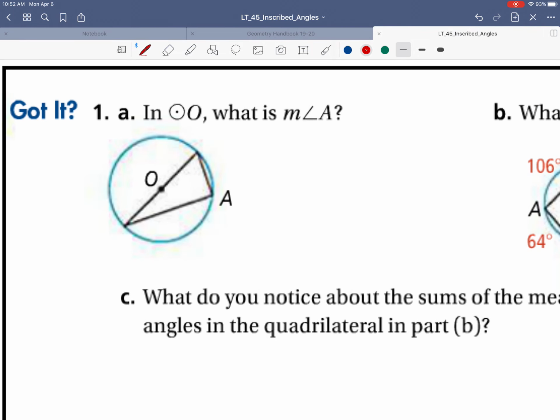All right, let's see that in practice over here. Pause the movie, try 1A on your own, and then press play when you are finished. All right, looking at angle A opens up here. It opens up to a diameter. That tells you that this arc out here, this arc is 180. So if that's 180, we know that this angle has to be 90. So the measure of angle A is 90 degrees because it's half of its intercepted arc.